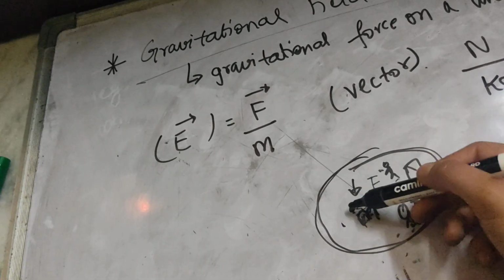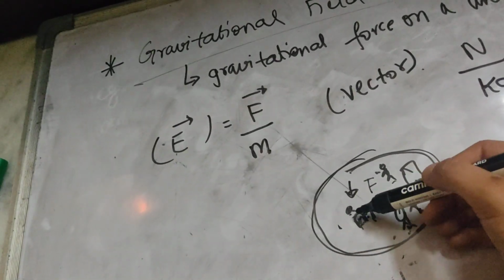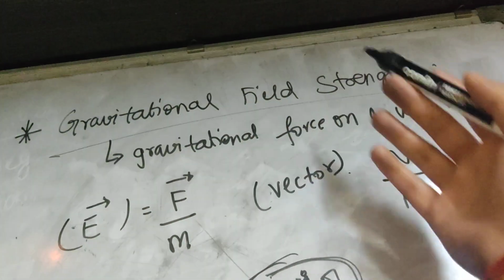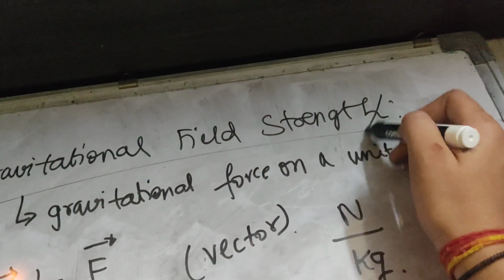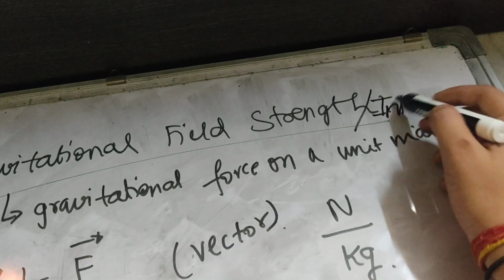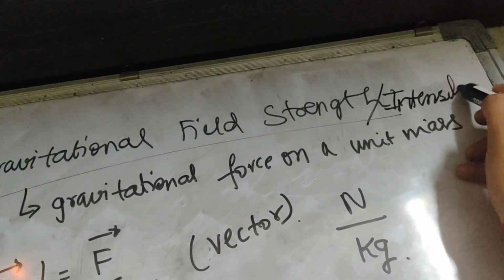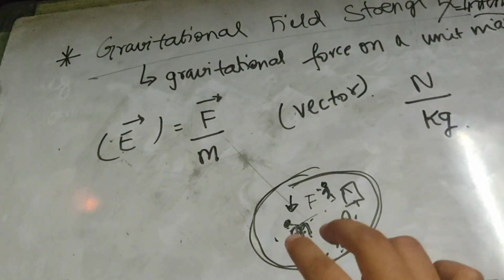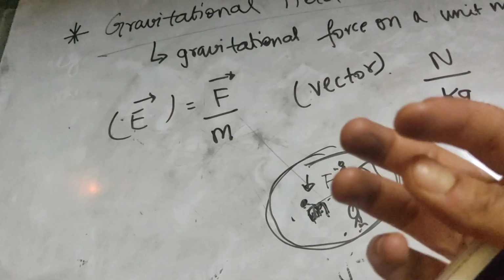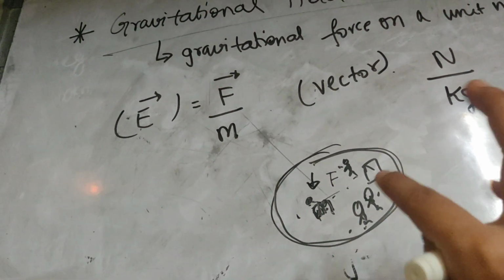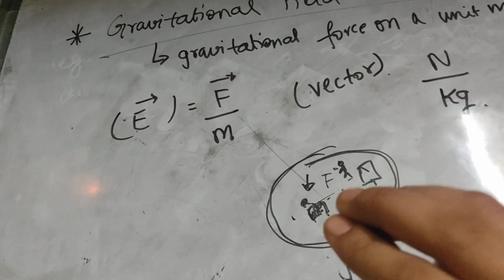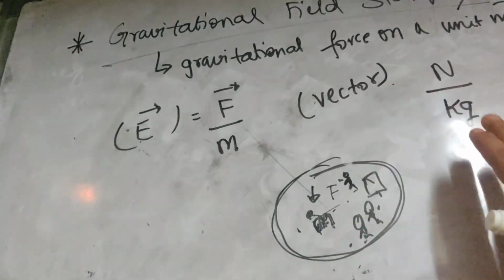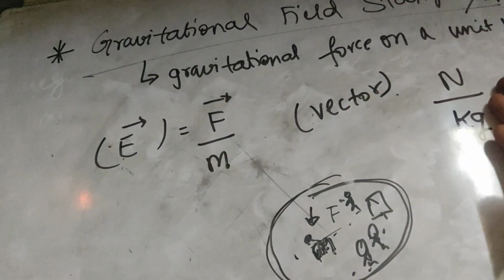So how much force is acting on this particular unit mass m is nothing but your gravitational field strength or gravitational field intensity. Gravitational field intensity means how intense the force is there on that particular small mass m. And this is a vector quantity, and the SI unit is Newton per kg.